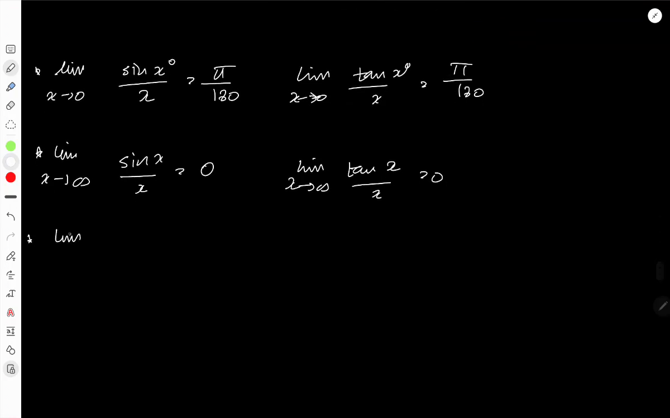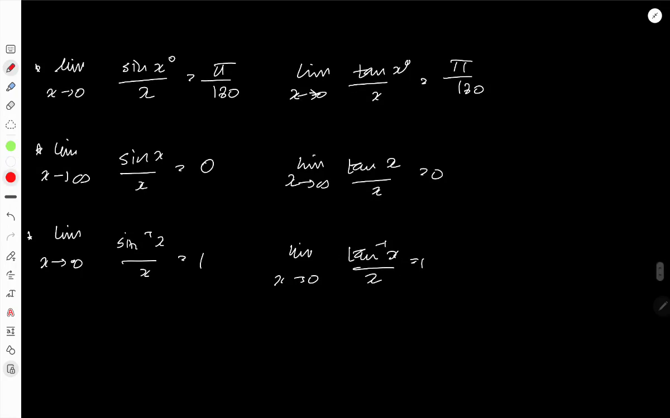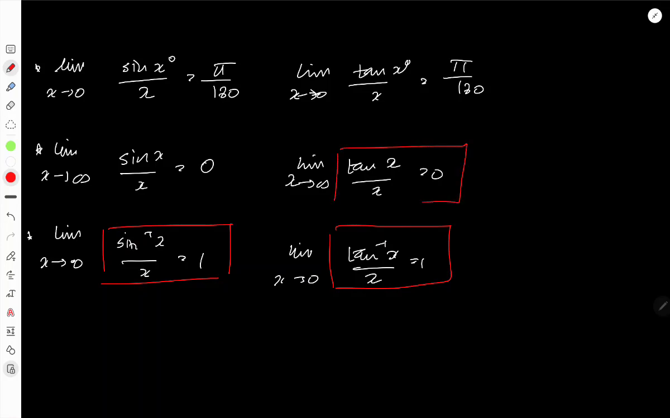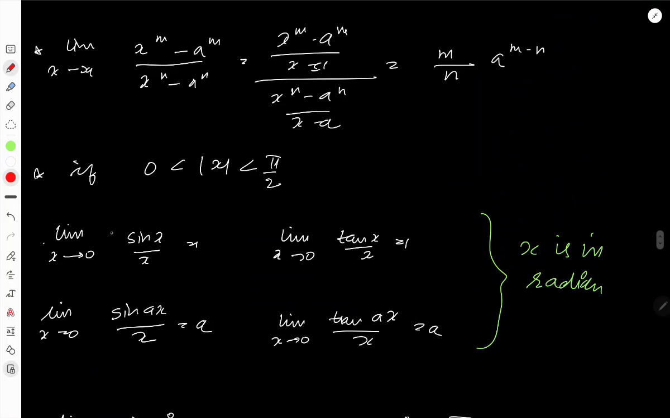Another thing, inverse trigonometry comes in: limit x tends to 0 sin inverse of x by x is equal to 1 and limit x tends to 0 tan inverse x upon x is equal to 1. Now important are these ones that I am just highlighting because they are very much useful.